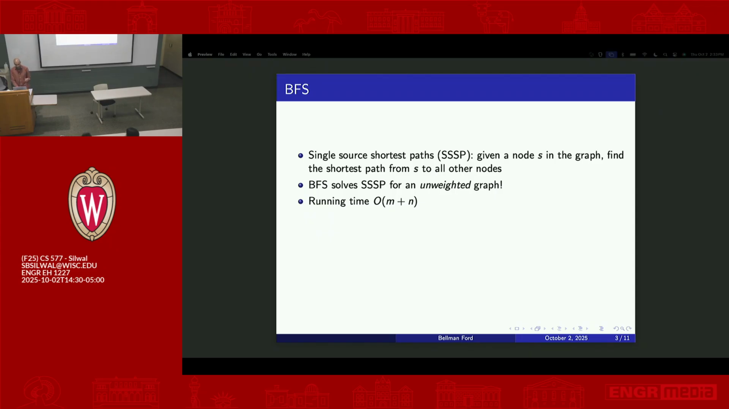Like I said, this BFS algorithm is really powerful. But the one downside of it is that it doesn't handle weights, okay?